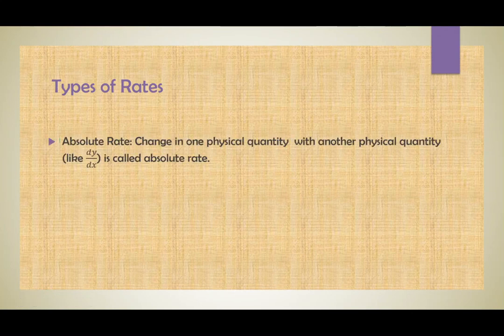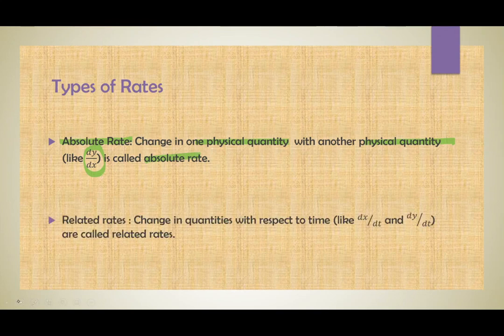See, absolute rate. What is absolute rate? It is change in a physical quantity with respect to another physical quantity. So it's like dy by dx. dy by dx is what we call as absolute rate. Just a name, remember this. And then there is another type of rate that is called related rate. In related rate, it is again change in quantities with respect to time. dx by dt and dy by dt are called related rates. They are related to time.